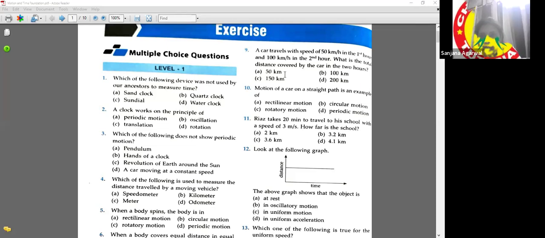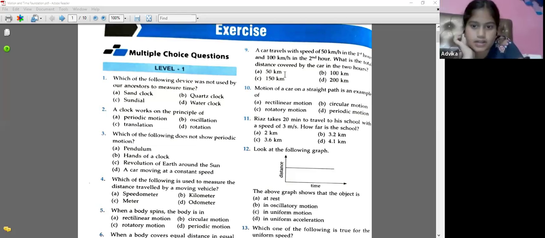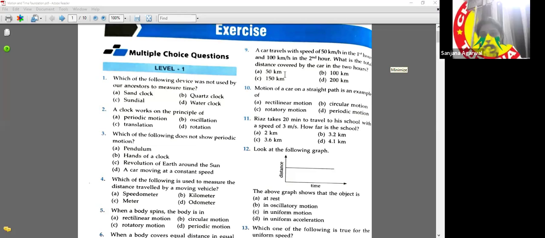Most of the students are answering A also. But yes, C is the only correct answer. Okay, which is the correct answer? C, 150 kilometers.